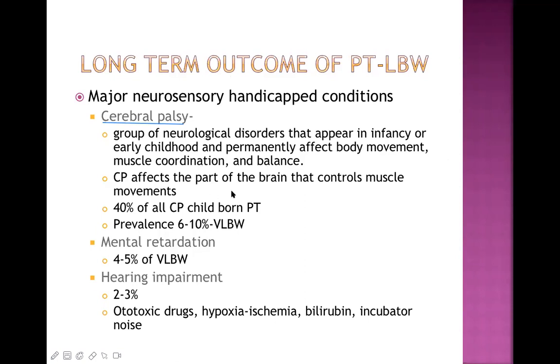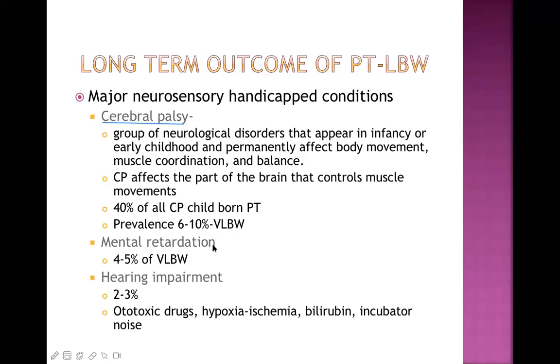It affects the part of the brain that controls muscle movement, and almost 40% of all cerebral palsy children are born preterm or premature. And one more point, in very low birth weight babies, the prevalence reaches almost 6 to 10%. You don't need to remember this percentage actually, but just know the concept. Cerebral palsy is one of the major problems in preterm babies.